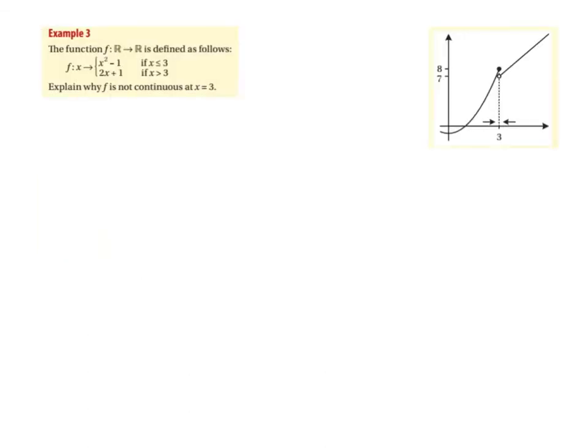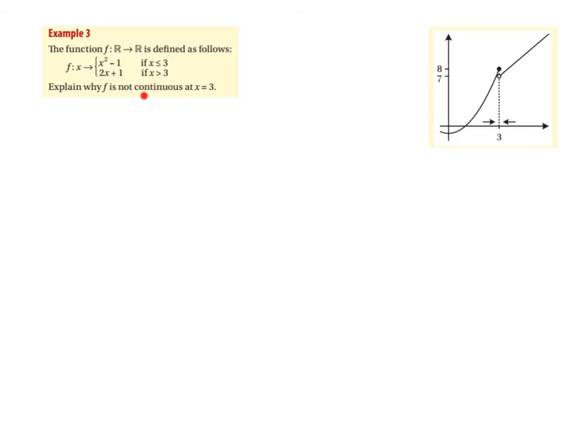So you can see what we have is a piecewise function where, when x is less than or equal to 3, it follows x squared minus 1. When it's greater than 3, it follows 2x plus 1. It's being graphed here on the right hand side. So for x less than or equal to 3, it's this part here, which is the quadratic function. And greater than 3, it's this bit here, which you can see is a linear function.